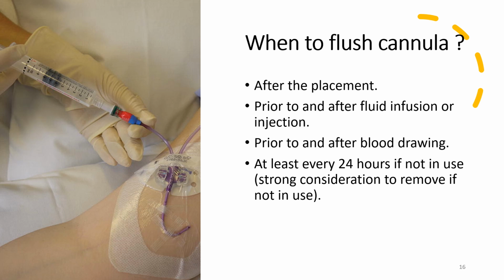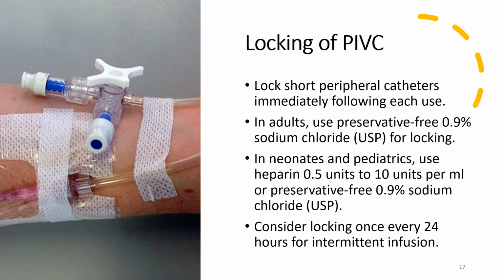When to flush the cannula: after the placement, prior to and after fluid infusion, prior to and after blood drawing, and at least every 24 hours if not in use. Lock the peripheral catheters immediately following each use. In adults, use a preservative-free solution such as 0.9% sodium chloride for locking. In infants, use heparin half unit to 10 units. And consider locking once every 24 hours for intermittent use.